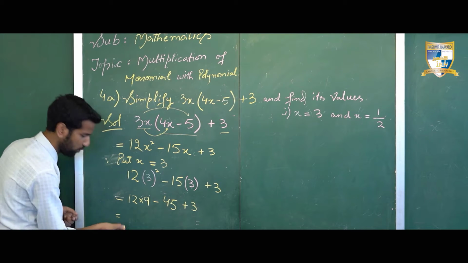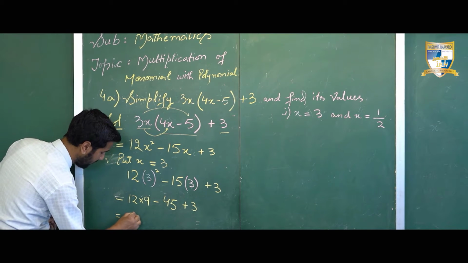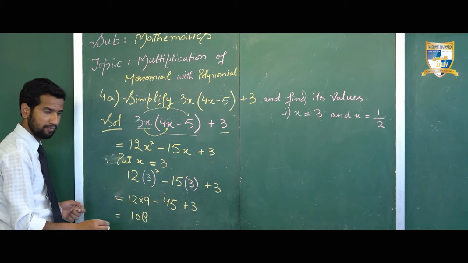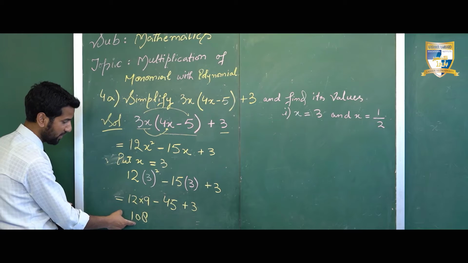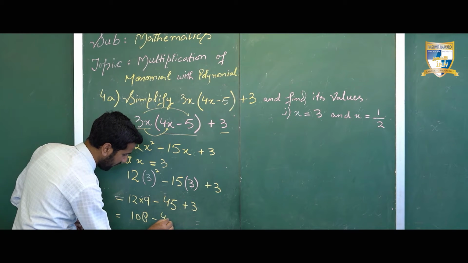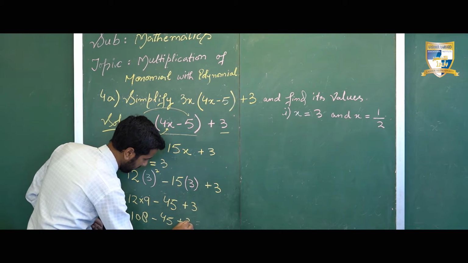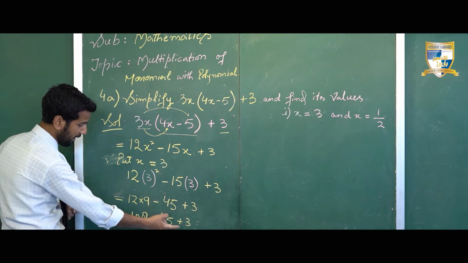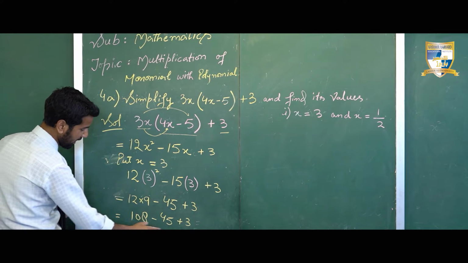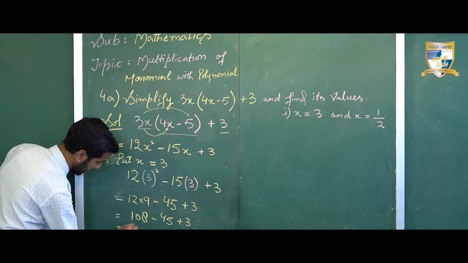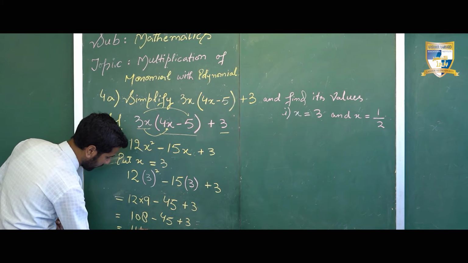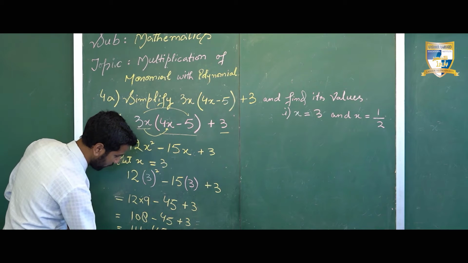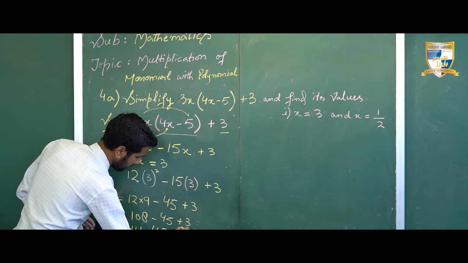12 into 9 is equal to what? 108. So 12 into 9 is equal to 108 minus 45 plus 3. Now 108 plus 3 will be equal to 111 minus 45. So that will be equal to 66.